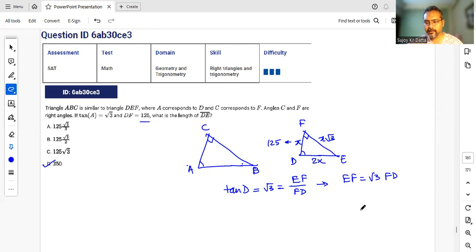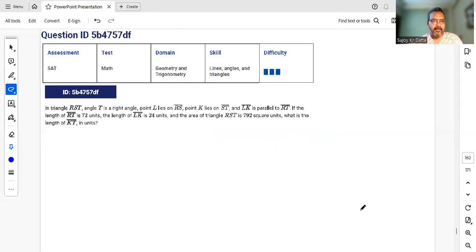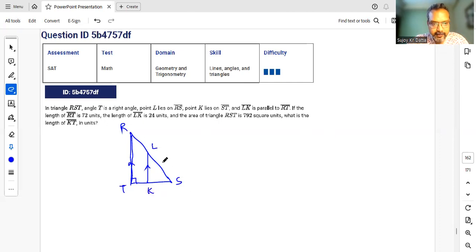All right. Let's go to the next question. In triangle RST, T is a right angle. L lies on RS. K lies on ST, and LK is parallel to RT. So you have drawn a line which is parallel to this. The length of RT is 72. LK is 24, and the area of triangle RST is 792. So they want to find the length of KT.